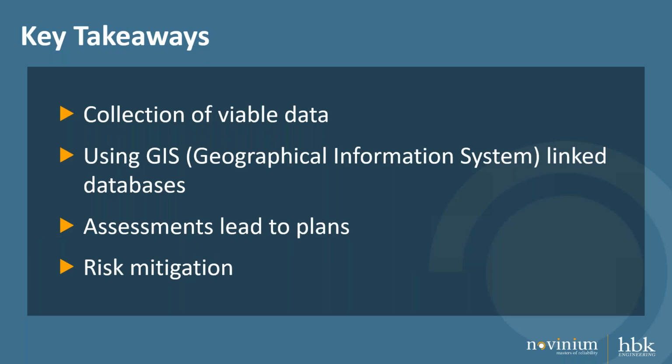We want to start this journey with these key takeaways. We start with collection of viable data with a consistent, repeatable process, focusing on the capture of relevant, normalized information. Secondly, we want to use GIS-linked databases to house spatially accurate critical utility infrastructure characteristics and provide analysis capability. Thirdly, assessments of existing infrastructure that lead to the ability to plan corrective action, replacement, and remediation programs.